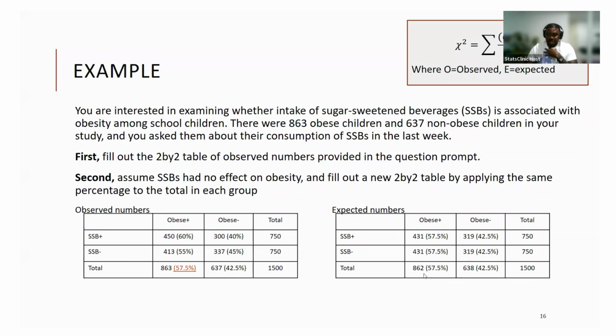So if you add it across, the numbers in the totals here become a little different due to approximation. But it doesn't matter, it's just one difference, so it won't affect the results. If you add 431 and 431 now, you get 862. You add 319 and 319, you get 638.